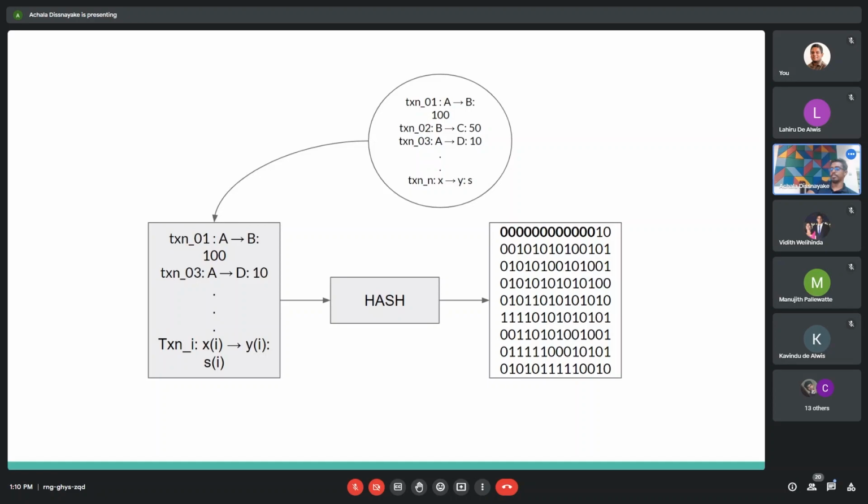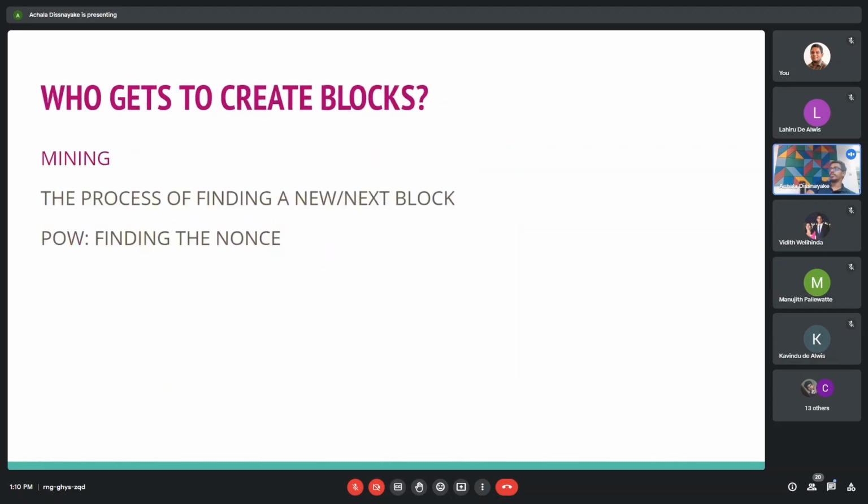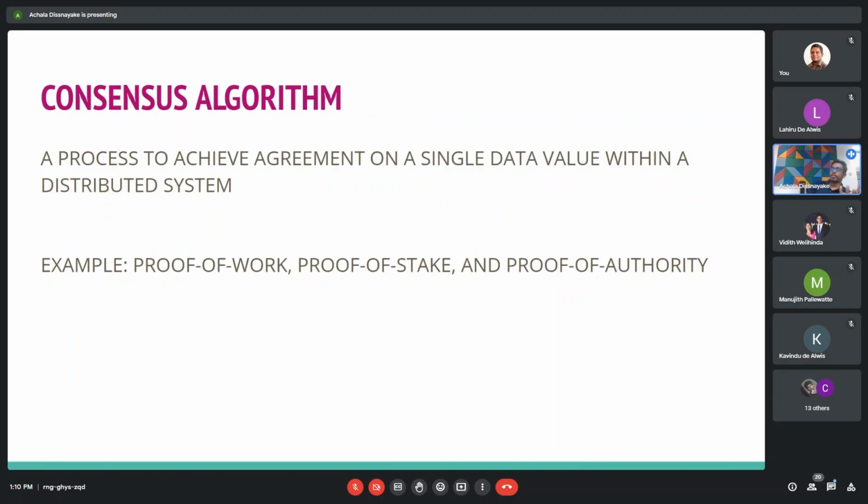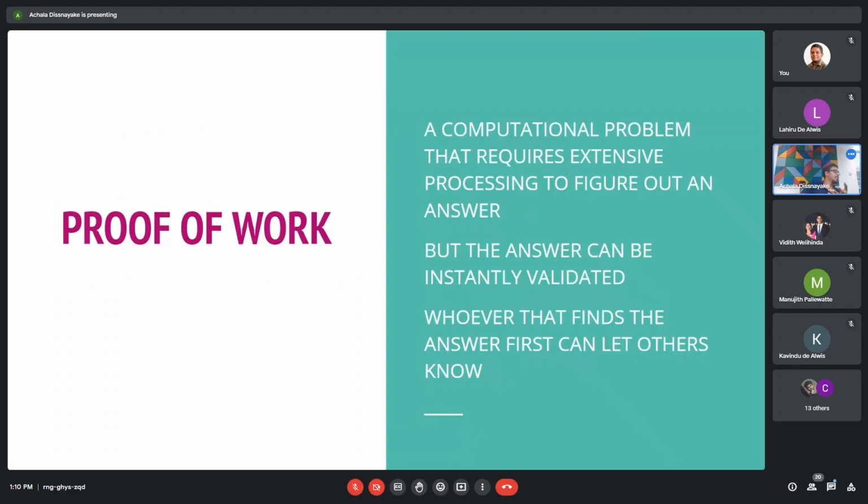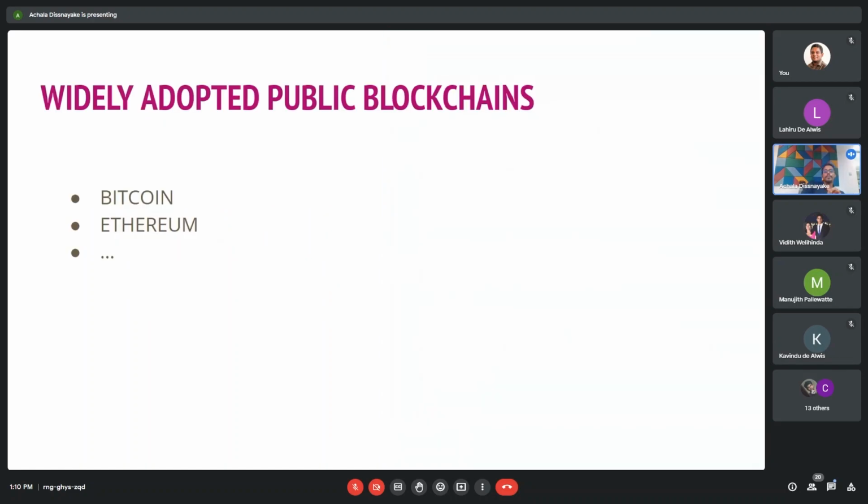So, the consensus algorithm. This protocol that we use to agree on blocks is called the consensus algorithm, and proof of work is the one that we just discussed. I don't think we need to go through this now. So that's mainly how blockchain works.